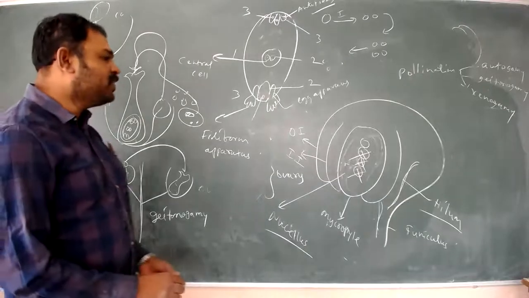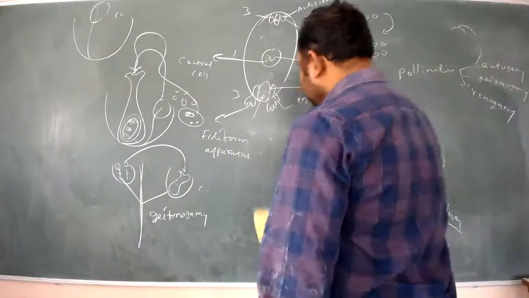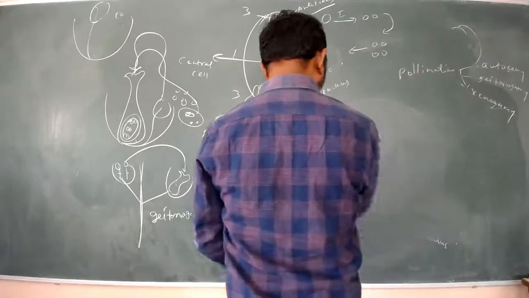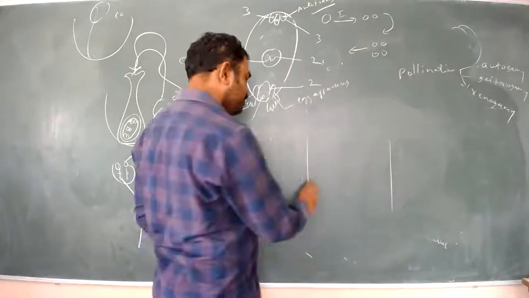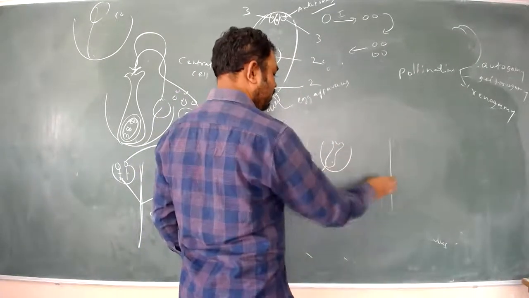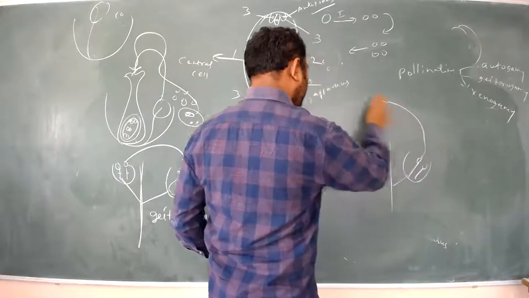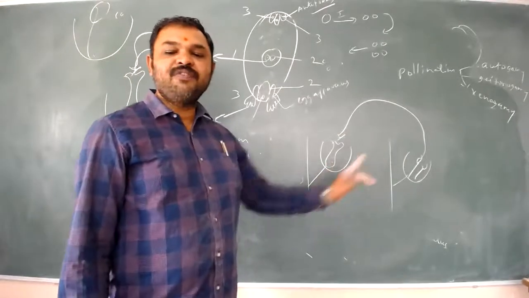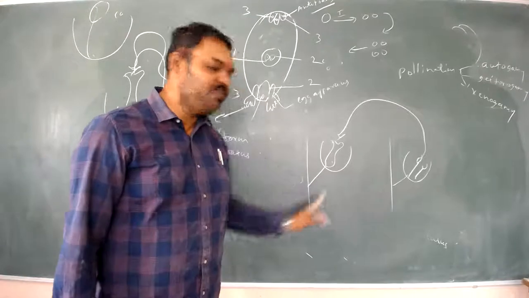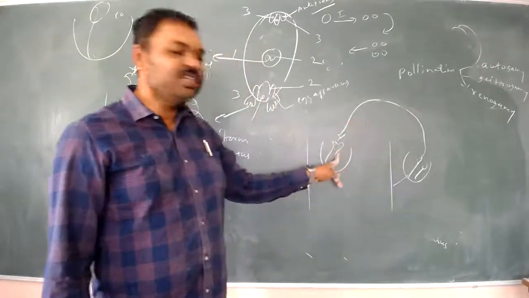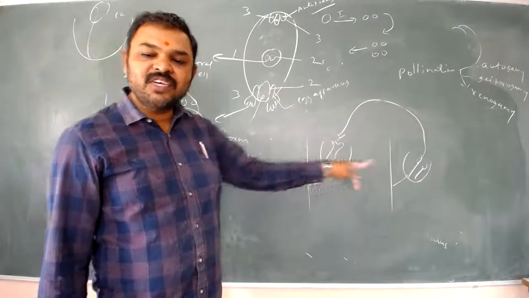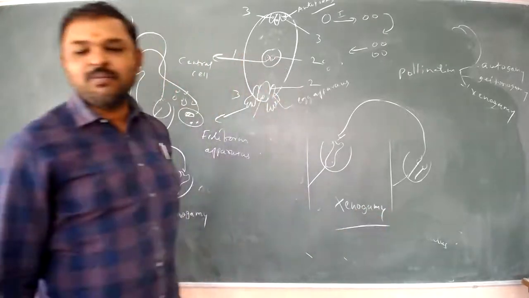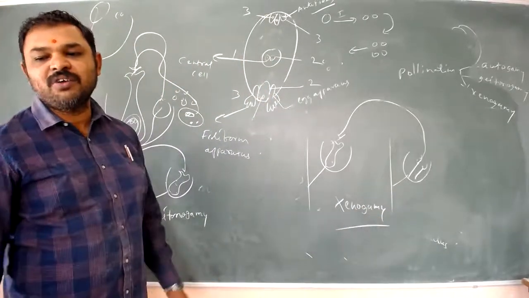And what is meant by xenogamy? You see this here, these are two plants. Now this pollen grain is transferred to another flower, the stigma of a flower of a different plant. Two different plants. That is called xenogamy. What is the most advanced pollination? Xenogamy is the most advanced pollination.